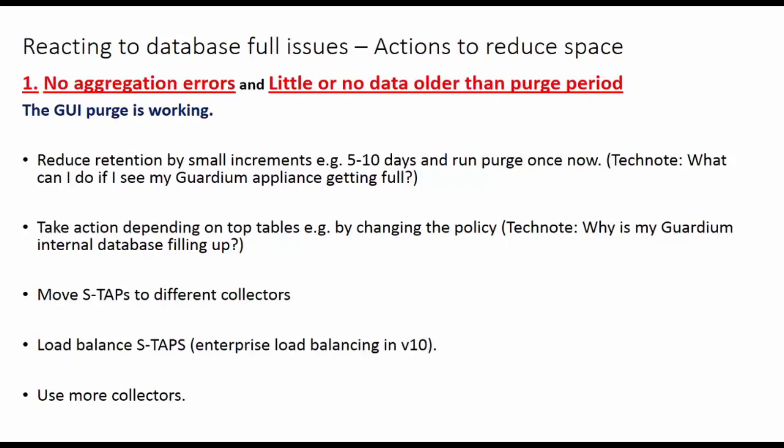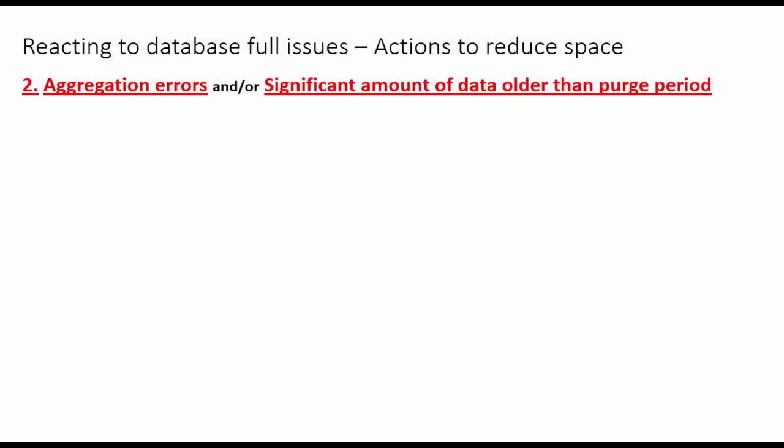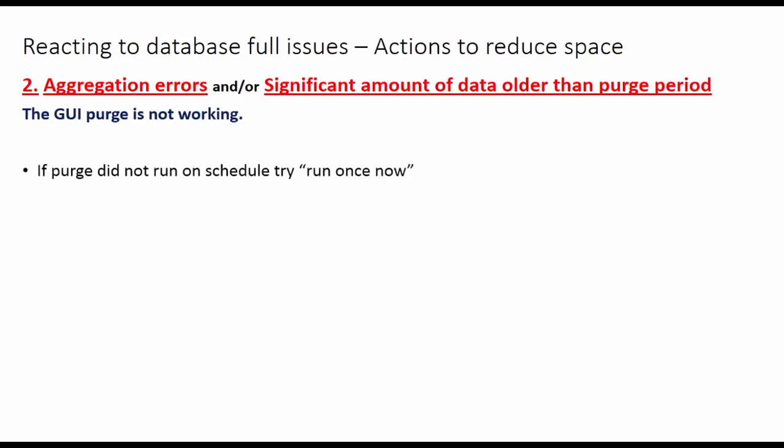The next case that we're going to talk about is if you have aggregation errors, purge errors, or if you have a significant amount of data older than the purge period, or if you have both of those together. What that means is the GUI purge is not working. In cases like this, what you can do is, if the purge is not working on schedule, you can try running it once now.